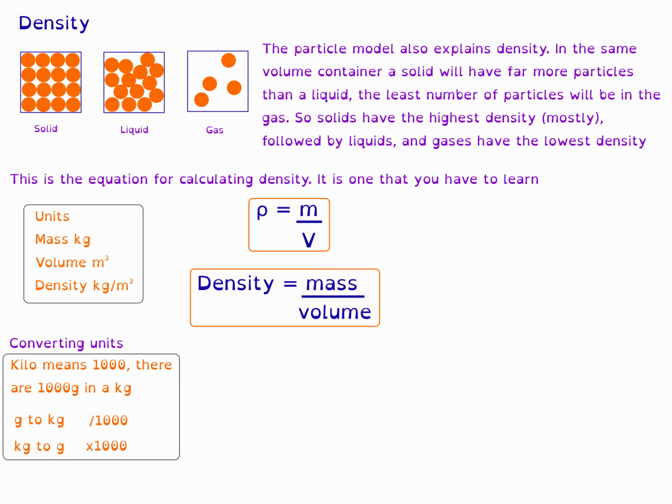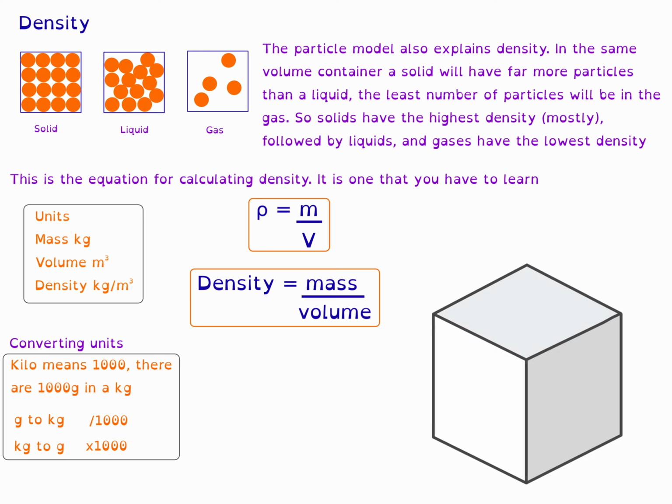If you need to convert from grams to kilograms, because kilo means 1,000, then the factor of change is 1,000. You would need to divide by 1,000. To go from kilograms to grams, you need to times by 1,000. The conversions for volume are a little bit more complicated.